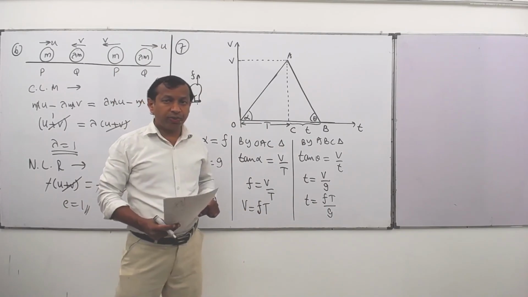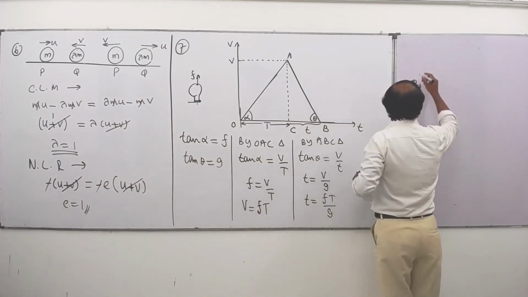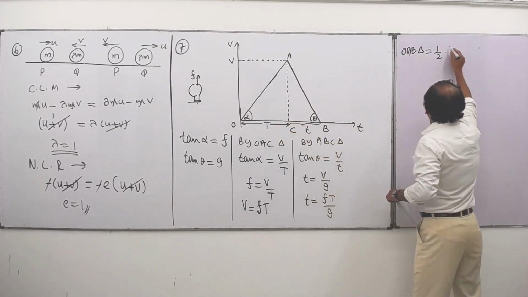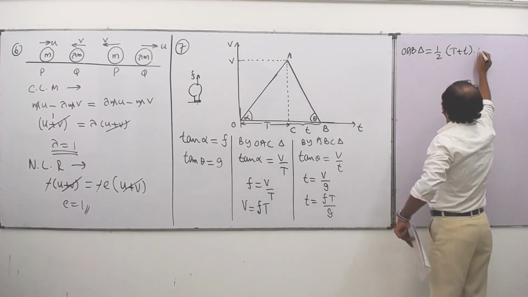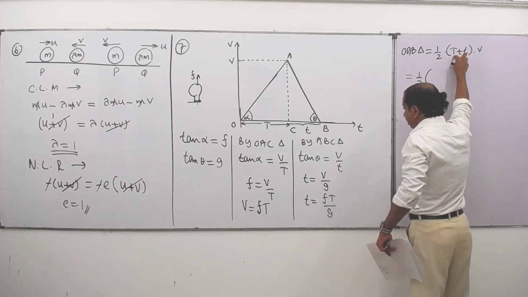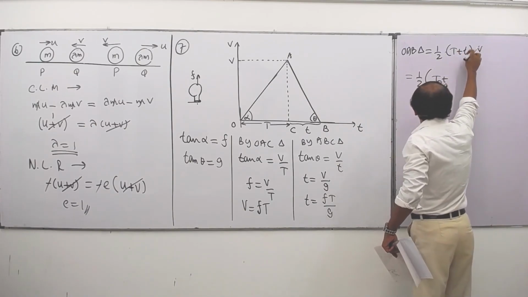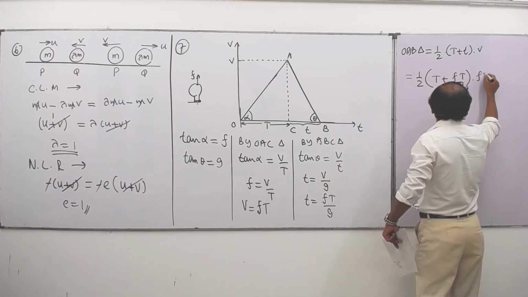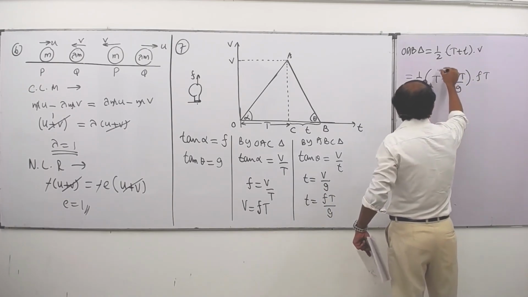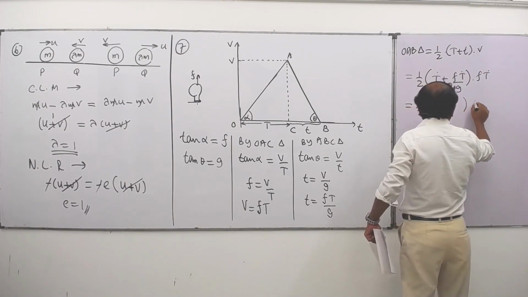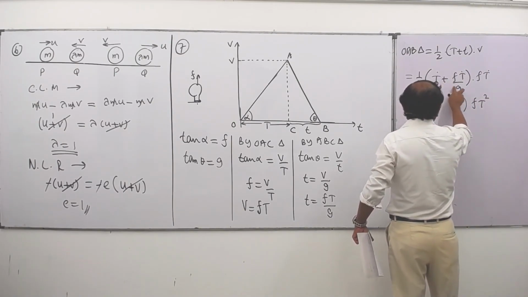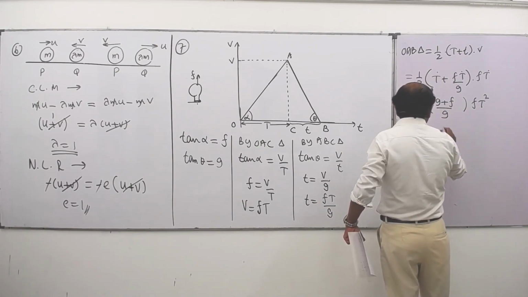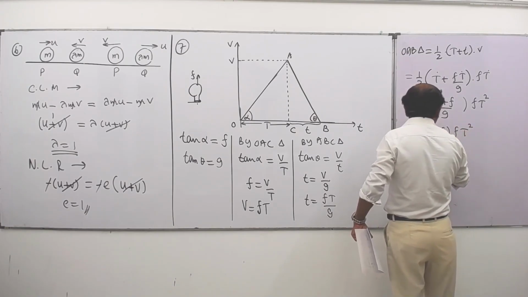Now we need to find the maximum height reached by the particle. That is given by OAB area. OAB area, half, is a triangle, no? Base T plus t into perpendicular height V. Half into T plus small t, FT by g, into V, FT. Now simplify this. This T you can take out, then that will be T squared. Here we have one, take the common denominator g. G plus F divided by g. Then we get (g plus F) F T squared divided by 2g.